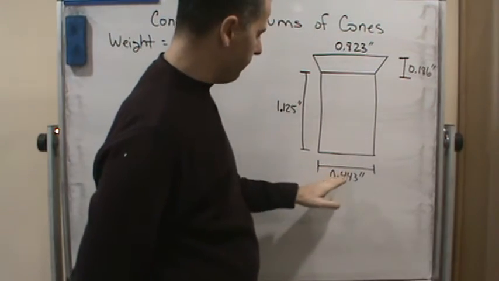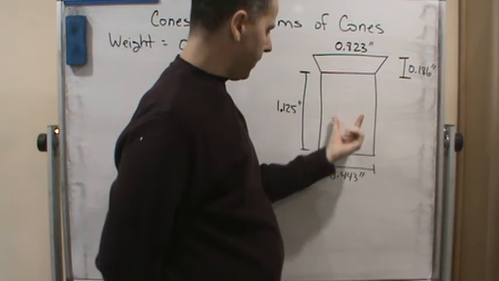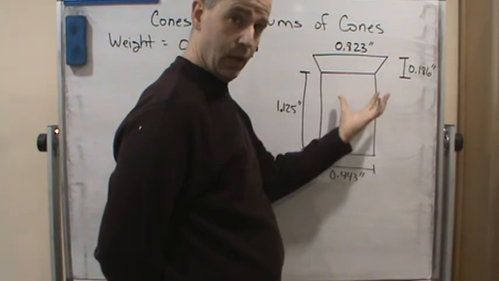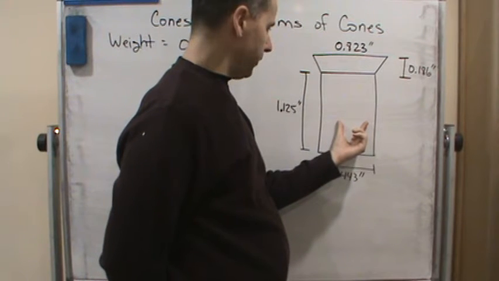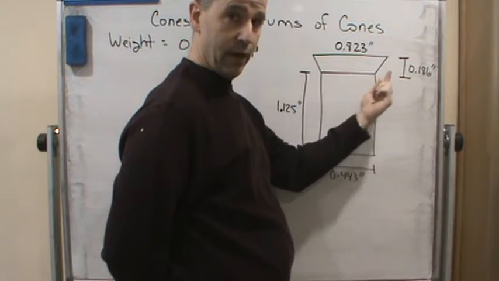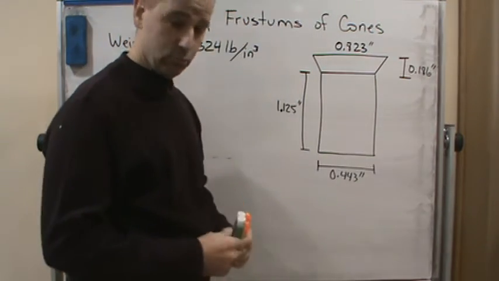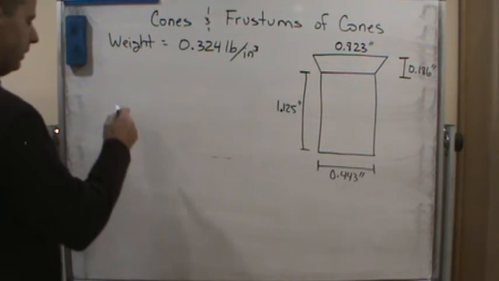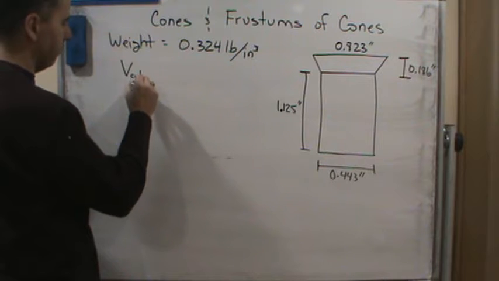So we're going to have to divide this into two parts. We're going to use this part to find the volume of the cylinder, using the formula for the volume of the cylinder. And for this piece, we're going to use the formula for the volume of a frustum. Then we'll add those two together. So let's do the first volume, volume 1, the volume of the cylinder.